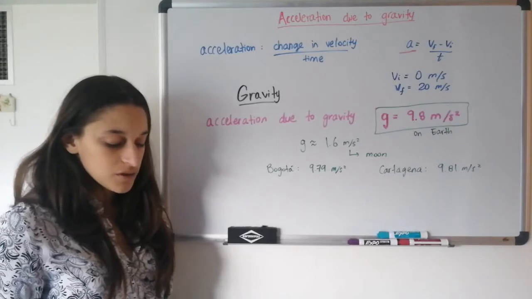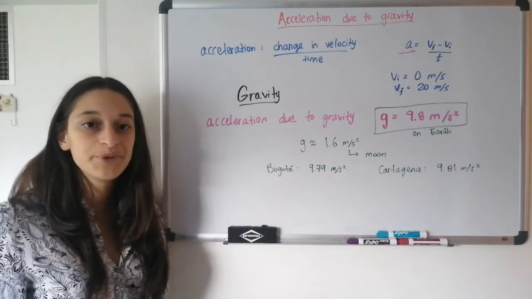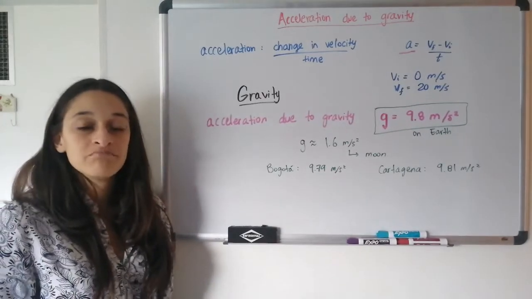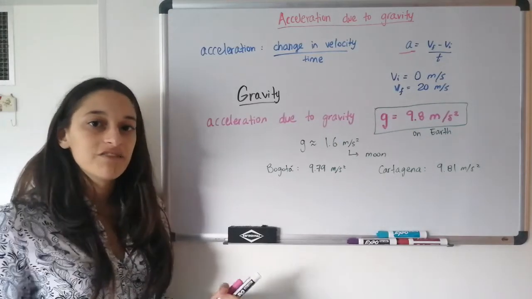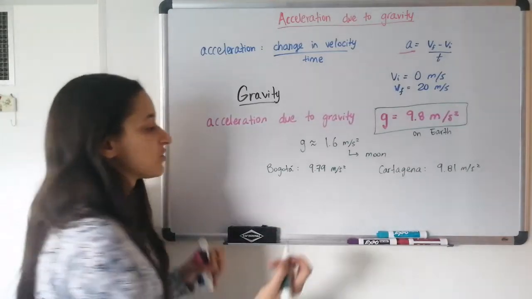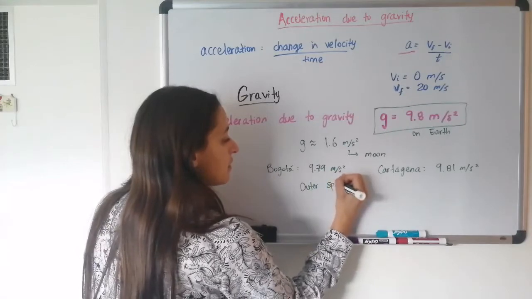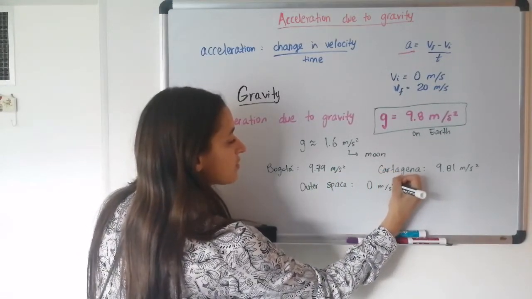Now what about in outer space? If you're far, far away from any planets, any moons, any suns, what is the acceleration due to gravity? 0. Because if you're not feeling gravity from any object, you won't fall. So there won't be any acceleration due to gravity. So in outer space, this value is 0 meters per second squared.